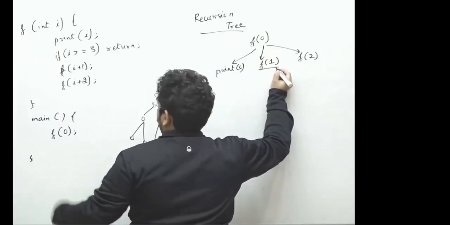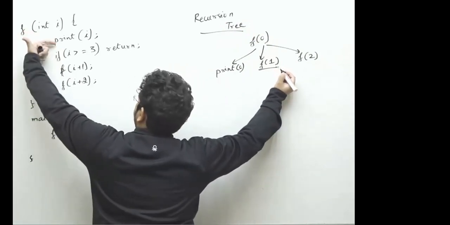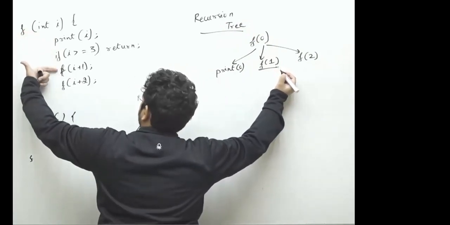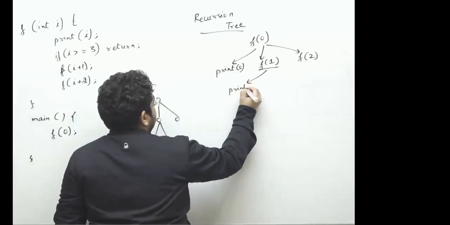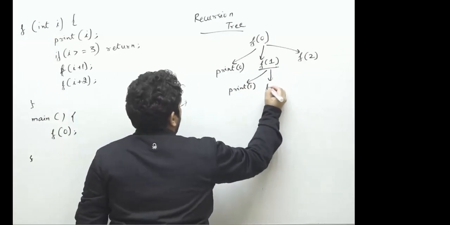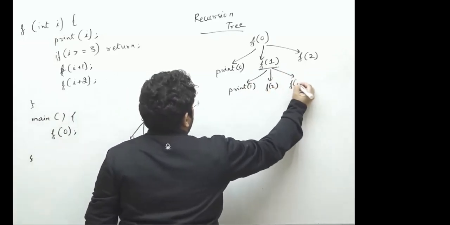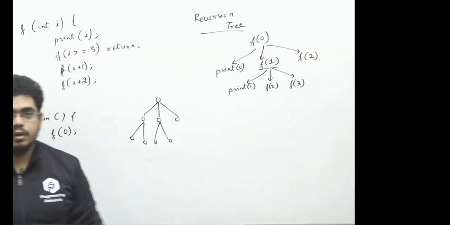Now we'll see. Then it calls f of 1. So let's see what f of 1 does. F of 1 prints 1, calls f of 2, calls f of 3. So print 1, call f of 2, call f of 3. Do you agree?